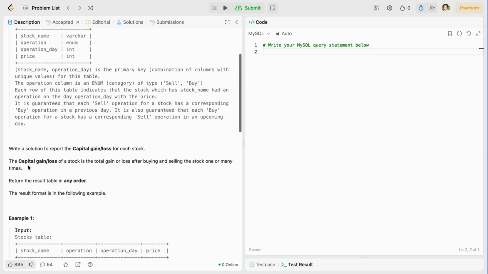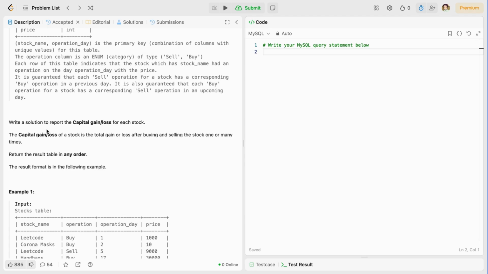So what we need to do is write a solution to report the capital gain or loss for each stock. The capital gain or loss of a stock is the total gain or loss after buying and selling the stock one or many times. Return the result table in any order. So what they are asking us to find is, for each stock name, whatever operations were done on that stock, we need to return along with the stock name how much gain that stock has got or how much loss that stock has got.